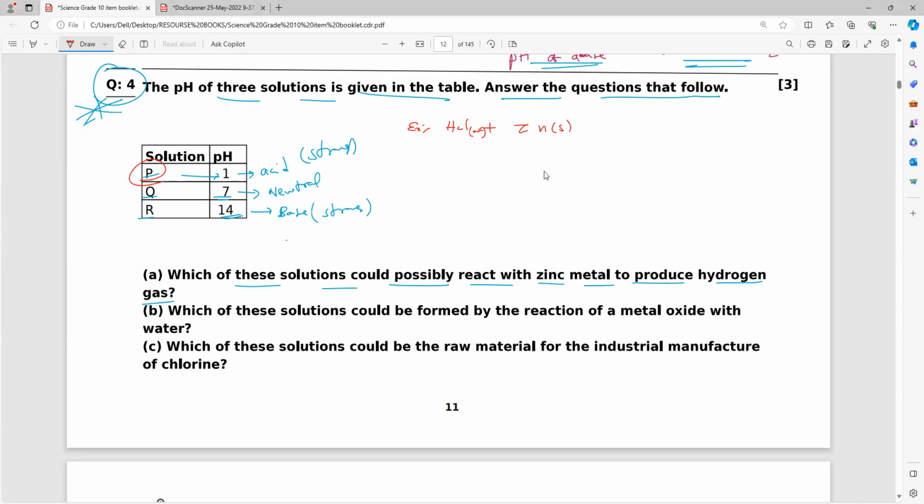HCl reacting with the zinc. What will happen? We are getting zinc chloride plus hydrogen gas.